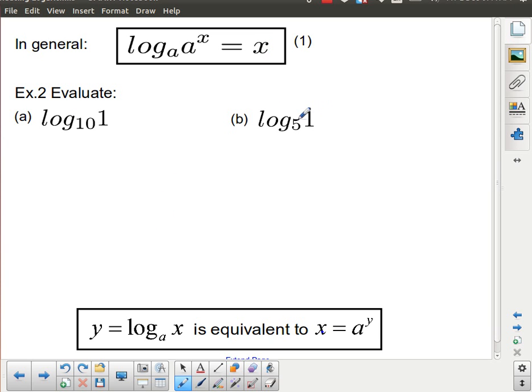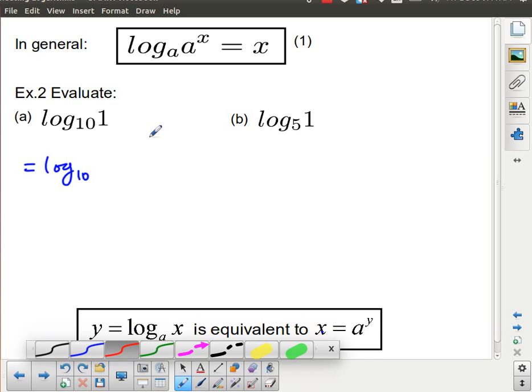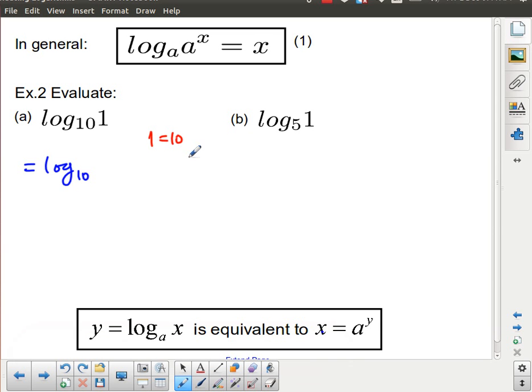Now we could make use of that property to do this next one. Log base 10 of 1. I'm going to rewrite it the same way. But is there any way I can write the number 1 as a power of 10? 10 to the what is equal to 1? And the answer to that is 10 to the 0. So I'm going to write this as log to the base 10 of 10 to the 0.